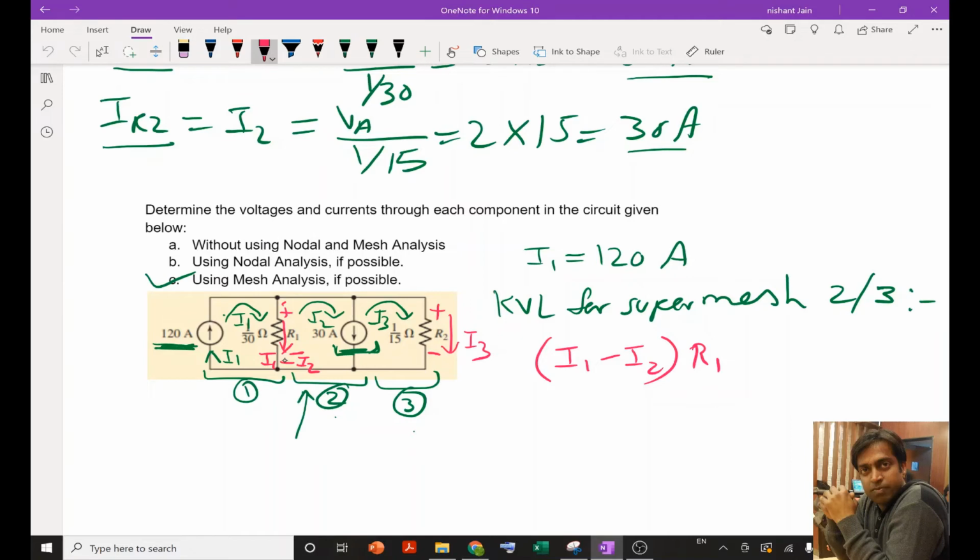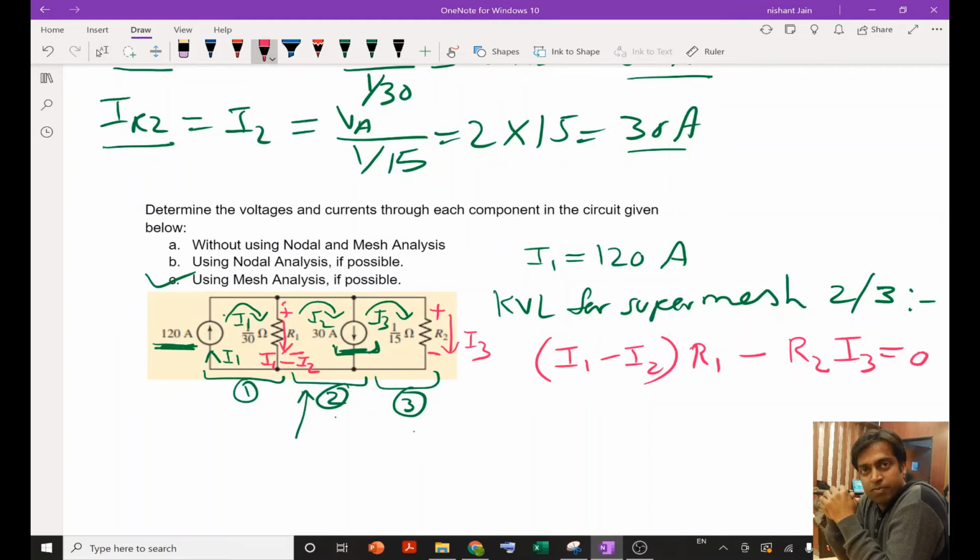The polarity signs are different for R2, because if we move in a clockwise direction, when we start from R1 the polarity change is from minus to plus, but when we come to R2, polarity changes from plus to minus. So it means that we need to put a minus sign, and then we can write R2 into I3 equals 0. So this will be our KVL equation for the super mesh.